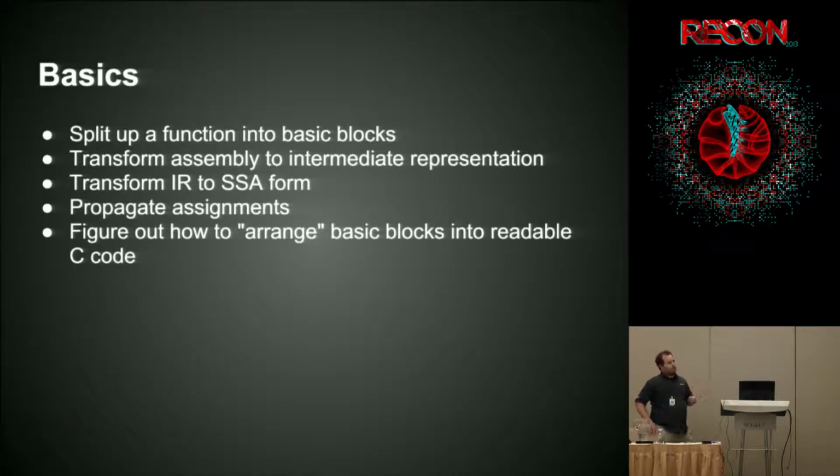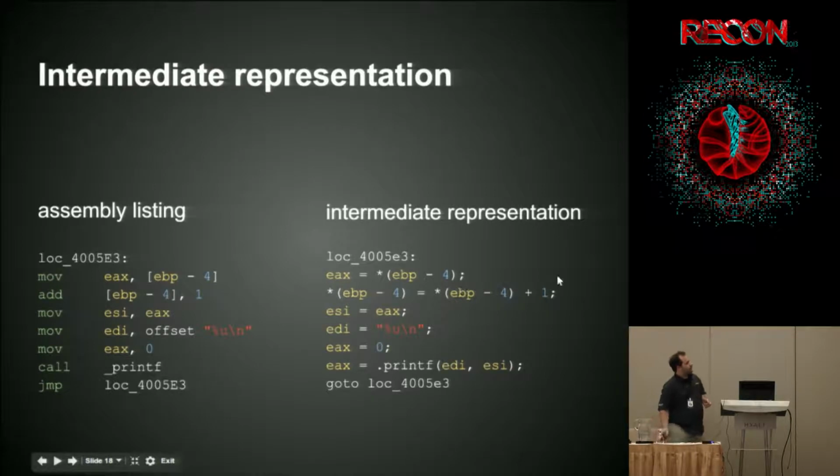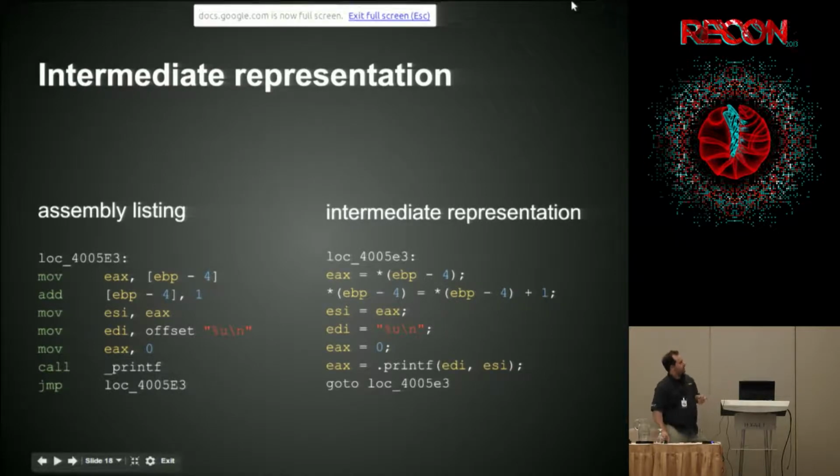Then from that form, you transform the intermediate into SSA form. And then you propagate a few expressions to simplify the control flow. And you arrange the blocks in a way that would tell something to a programmer. So this is what it looks like. So you have the assembly and the intermediate form.